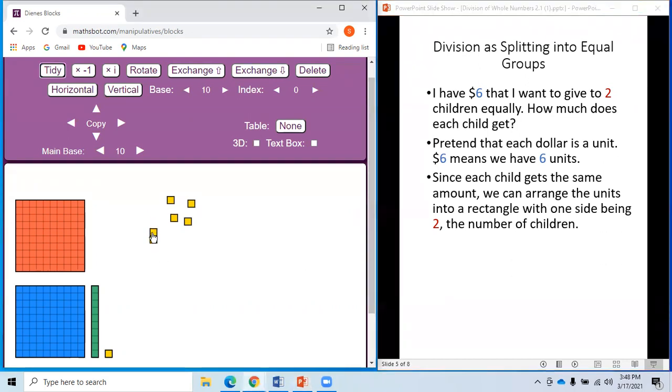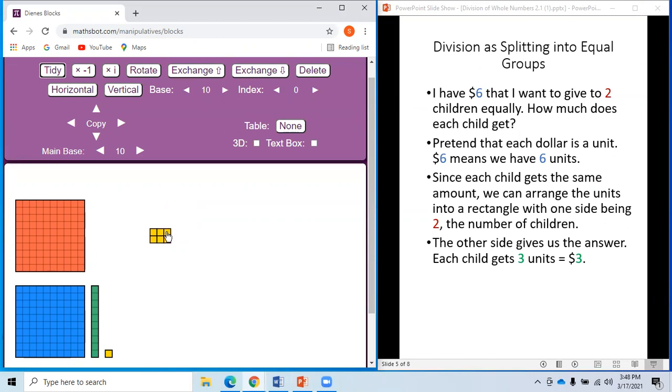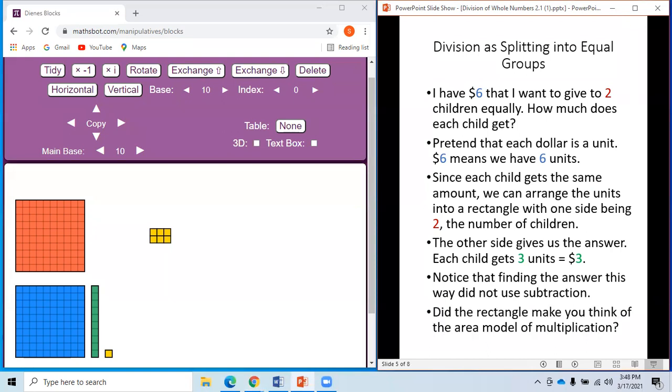So here I have a rectangle with one side that's equal to 2. The other side will give us the answer. So when I arrange this rectangle, where one side is 2, I can see that the other side is 3. So each child gets 3 units or $3. Notice that finding the answer this way did not use subtraction. Did the rectangle make you think of the area model of multiplication?